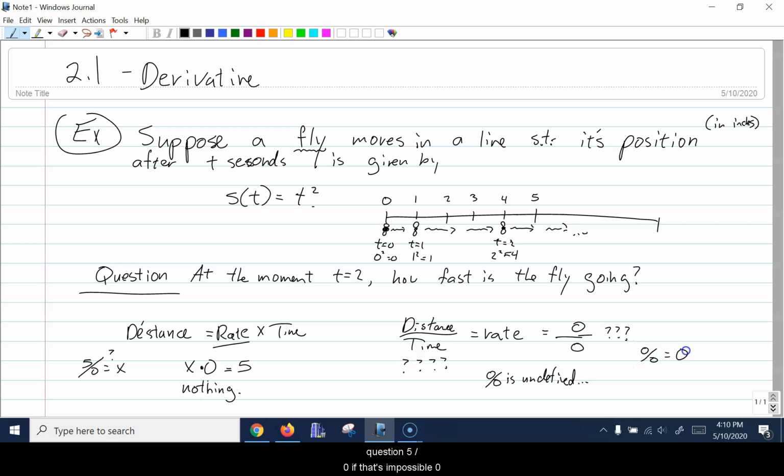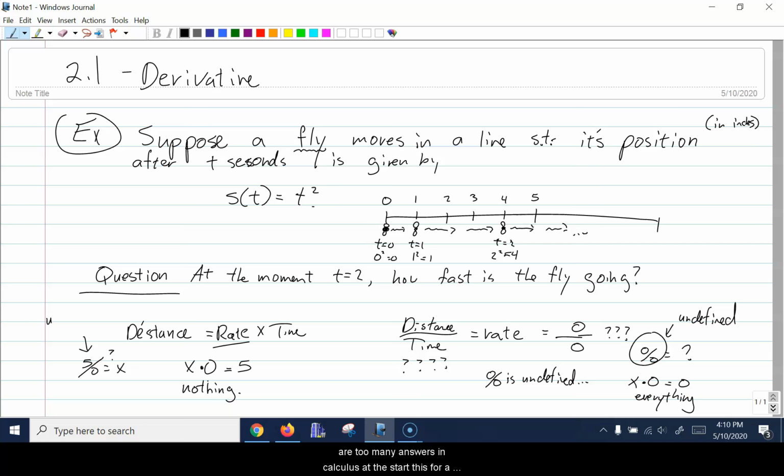When I ask what's 0 divided by 0, I'm asking what is the number that when I multiply it by 0, I get 0. And now our answer isn't nothing, our answer is everything. It's still an undefined division, but it's undefined in a different flavor than the way a number divided by 0 is undefined. 5 divided by 0 is undefined because there are no answers. 0 divided by 0 is undefined because there are too many answers.